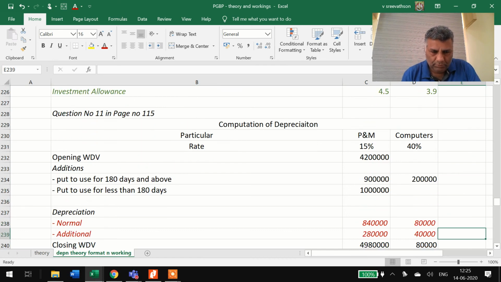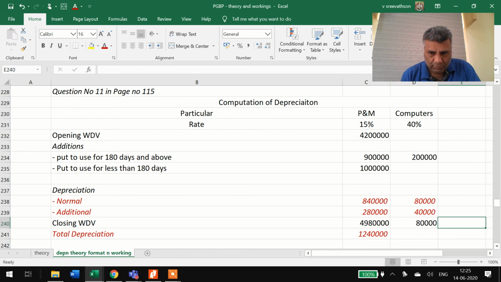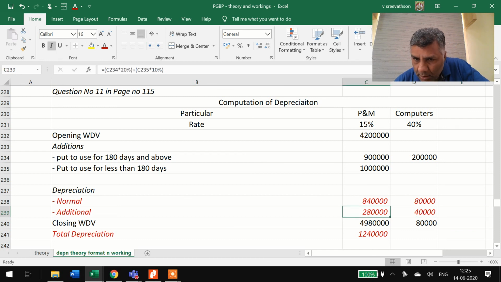Sir, how did you get 2,80,000? How do I get it? 2,80,000 is additional depreciation of 99 lakhs into 20% plus 10 lakhs into 10%. This is not a special state, so not 35%. It is only 20 and 10.